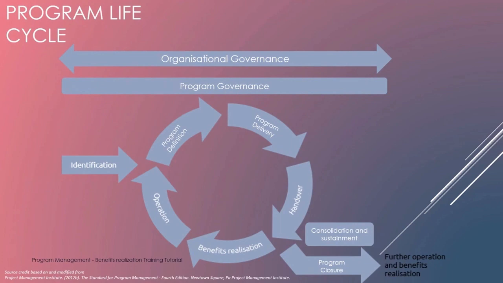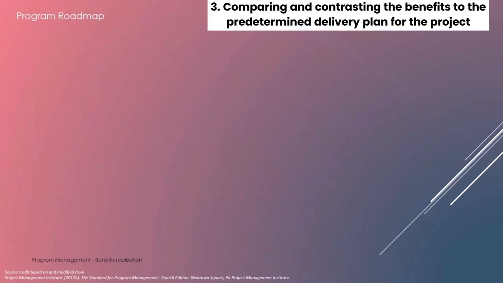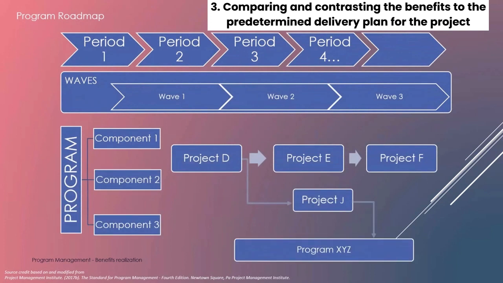And now to focus point 3. Compare and contrast the benefits to the predetermined delivery plan for the project. The program roadmap is a graphical representation of the incremental benefits and shows when the return on investment might help fund the benefits and outcomes of the program in the future, depending on the nature of the program.